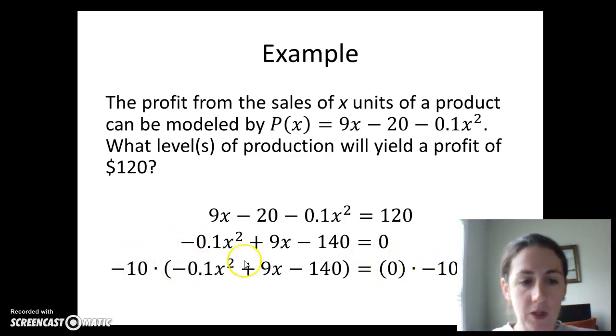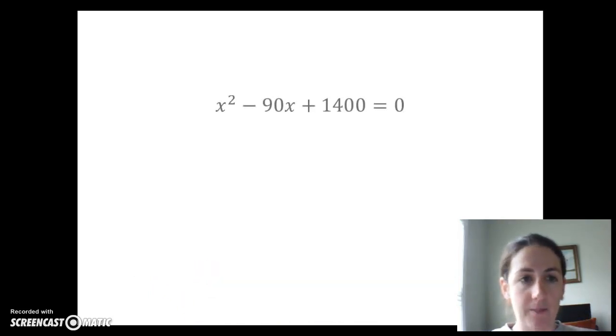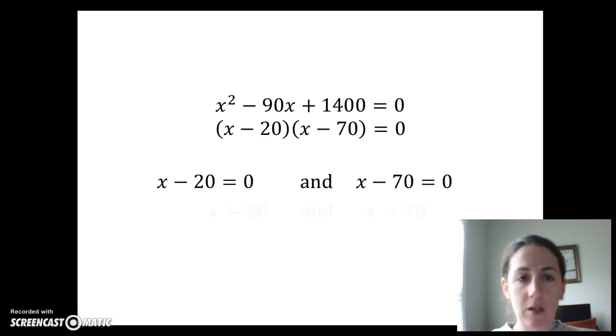So I need to distribute this negative 10, and I will get a positive x squared minus 90x plus 1400, and then 0 times negative 10 is 0. Now this looks a little bit easier to factor. So that x squared minus 90x plus 1400 is going to factor nicely into x minus 20 times x minus 70. So now that I have it factored, I will set each factor equal to 0 and solve separately, and I get 20 and 70.